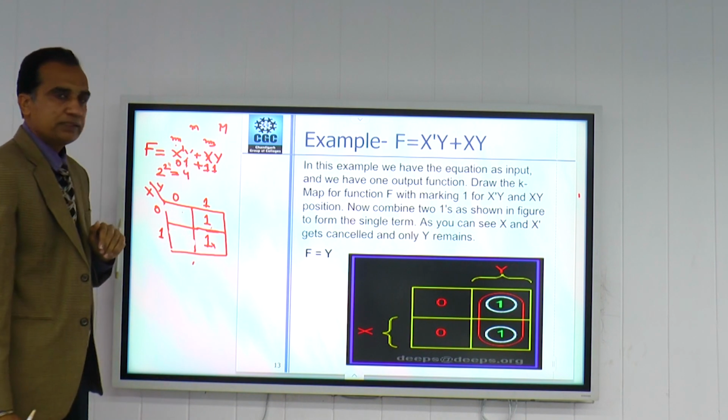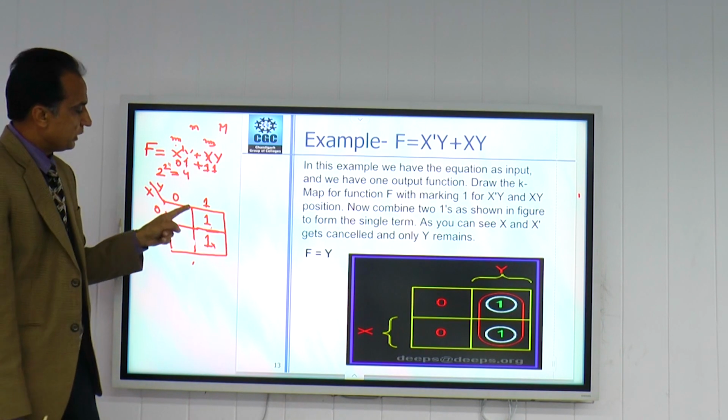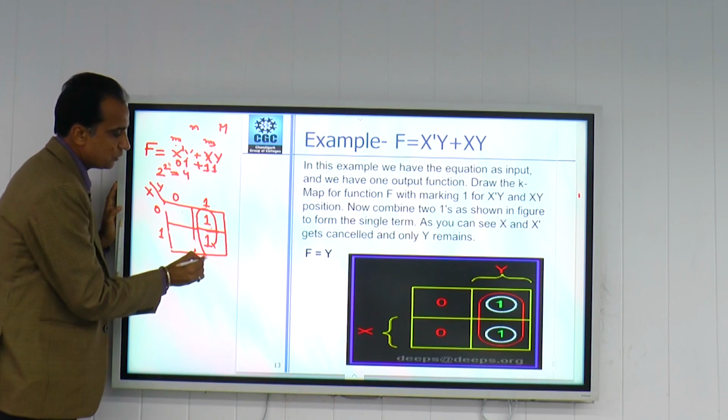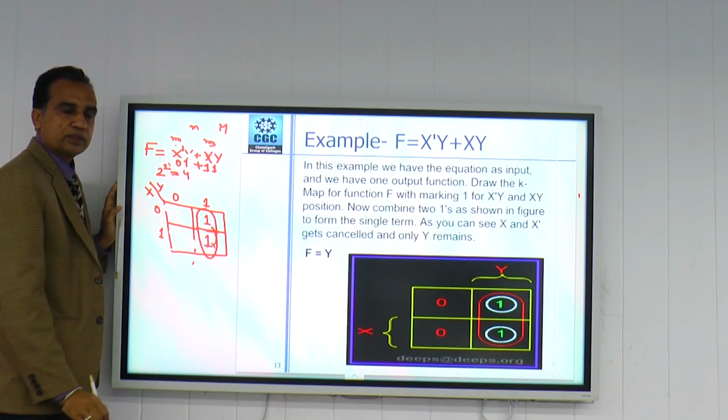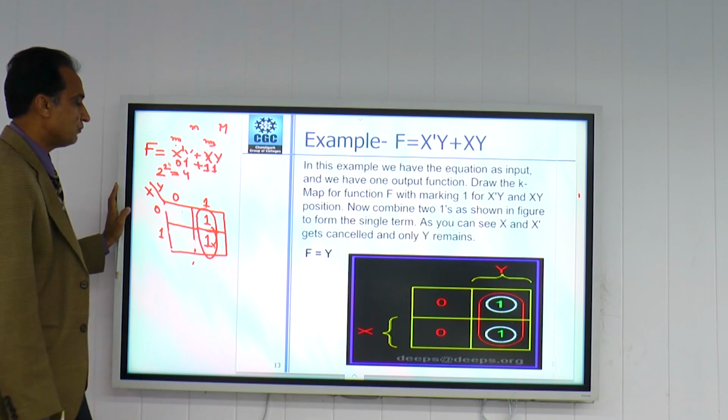Now the next part is the grouping part. How can we make a group? Now there are only two values. Only one group is possible. Means a group of 2. This is the next step. How can we create a group in case of a K-map?